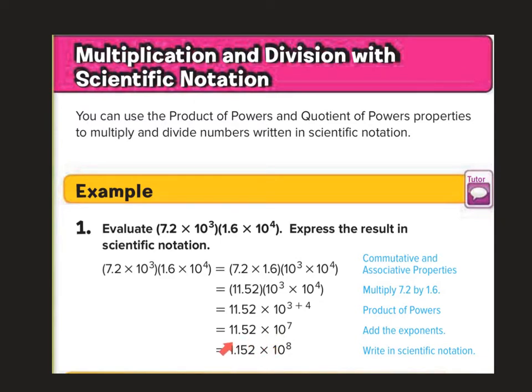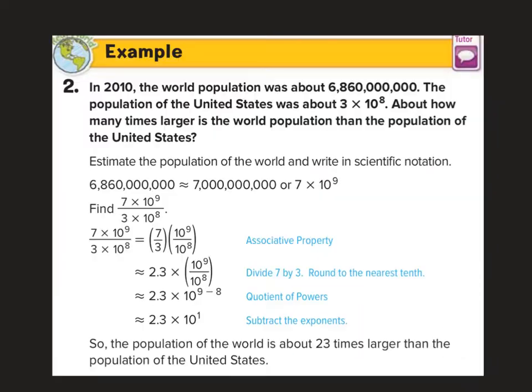And now remember, in order to write a value in scientific notation, it has to be between 1 and 10. So I have to move my decimal place in 11.52 one to the left, so that will give me one more power of 10. So I will end up with 1.152 times 10 to the 8th. And again, this extra power comes from moving the decimal one place to the left. So our final answer is 1.152 times 10 to the 8th.